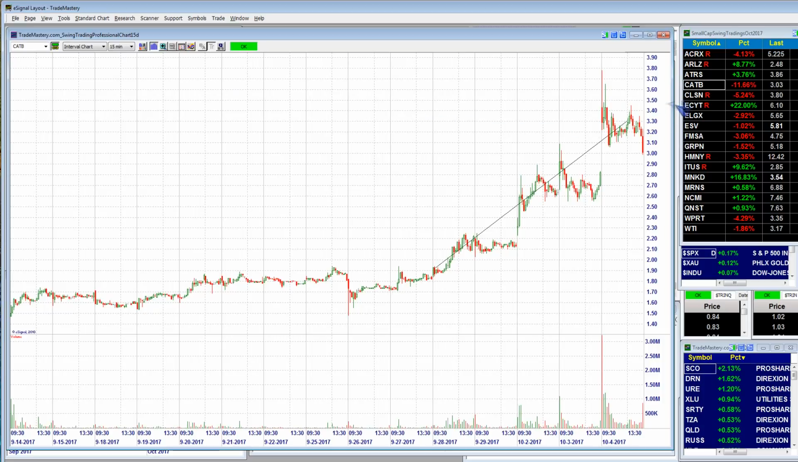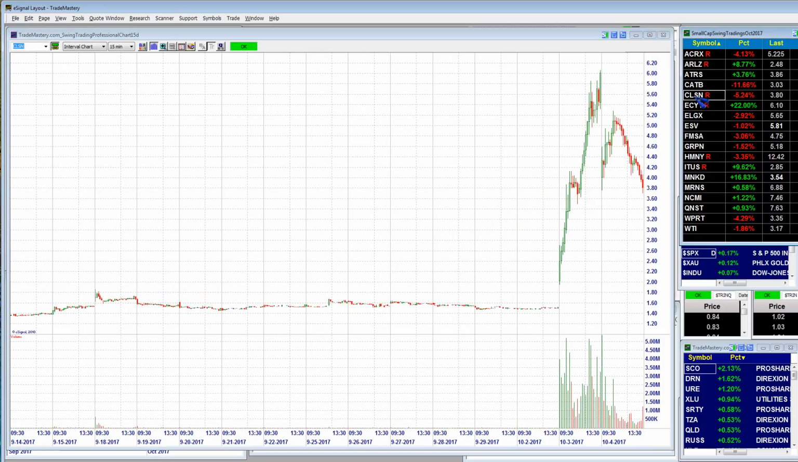Take a look at this chart. Here's an interesting one that I wouldn't touch with a 10-foot pole, that is CLSN. See, the problem when people think cheap stocks, they think these kind of charts. These kind of charts will get you in trouble. It's like going into a bad neighborhood. You'll probably get robbed. Stop the madness. There's got to be a better way.